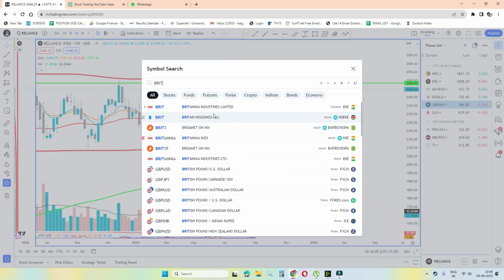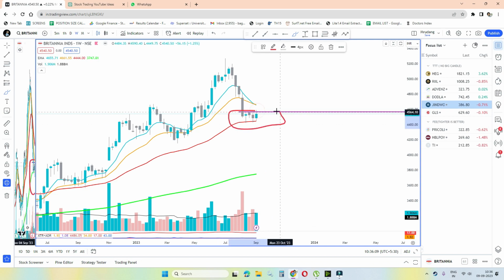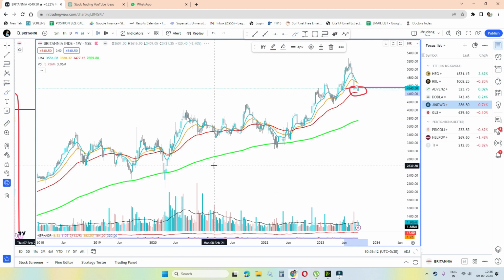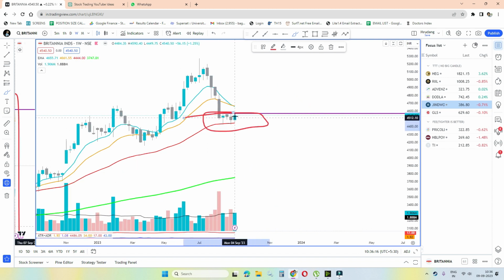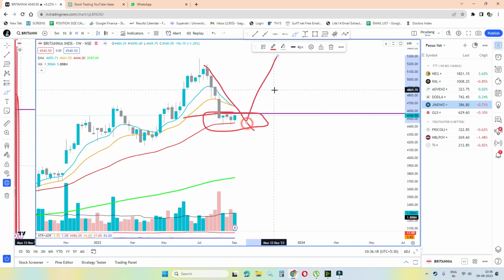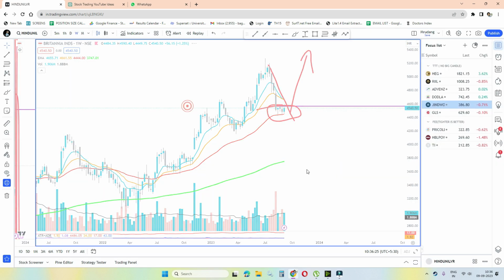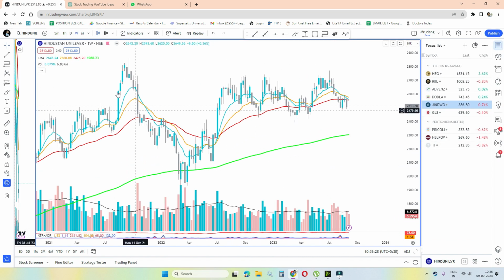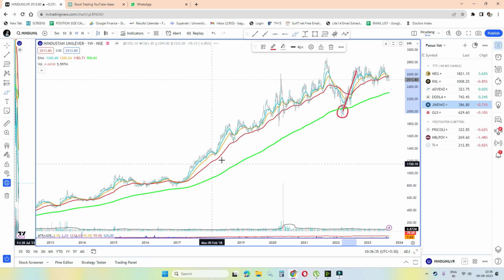For Britannia, you can see where it is currently: perfectly on the 50 period EMA on the weekly time frame. So the probability of this going up is high. Hindustan Indigo. Currently it is building a range, but look, a perfect bounce on the 200 period EMA. Perfect bounce on the 50 period EMA.